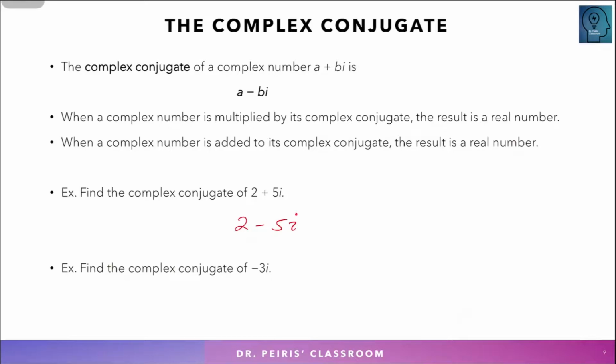The next example, what is the complex conjugate of negative 3i? Negative 3i, if you want, you can write it in standard form. Negative 3i can be written in standard form as 0 minus 3i. So what is the complex conjugate? It is 0 plus 3i, or basically the complex conjugate is equal to 3i. So this is how you find the complex conjugate. You simply switch the sign in the middle.